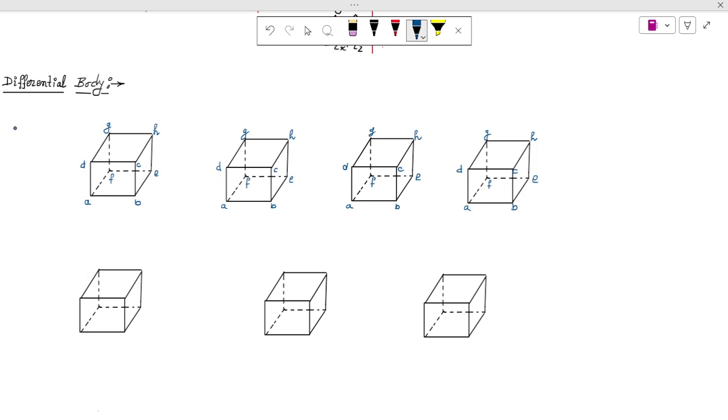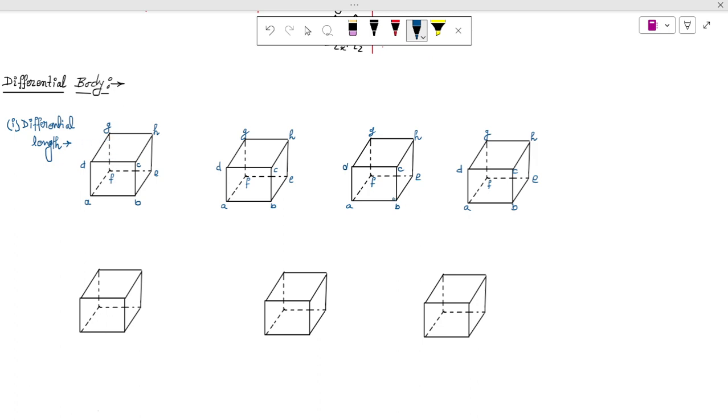The differential body initially will start with number one, differential length. Actually, we'll discuss the differential body through three items: differential length, differential surface, and differential volume. So initially, this is part one, differential length.